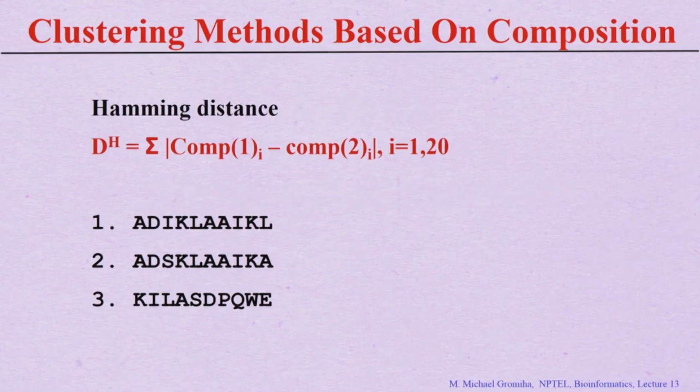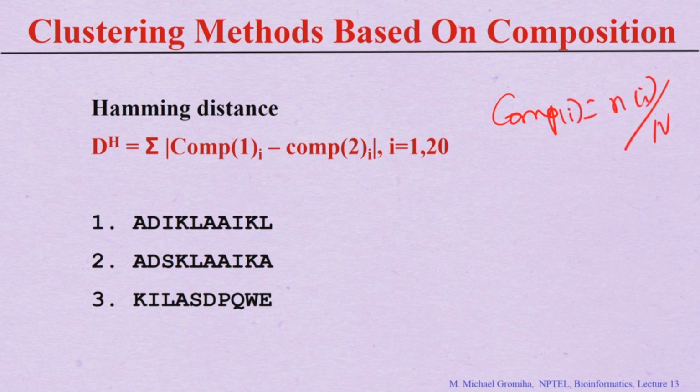So, for example, one example is Hamming distance. This is based on the amino acid composition, right. How to calculate the composition? N of I divided by N. Here N is the total number of residues in a sequence, and N of I is the number of residues of a particular type, for example alanine or whatever, among the 20 residues, right.